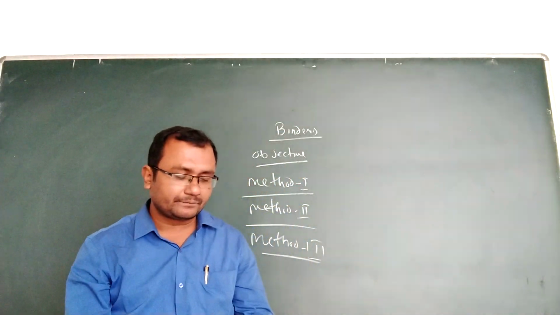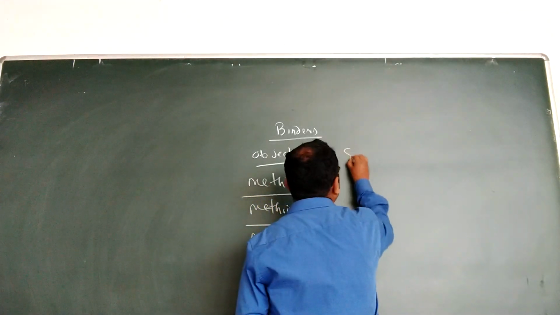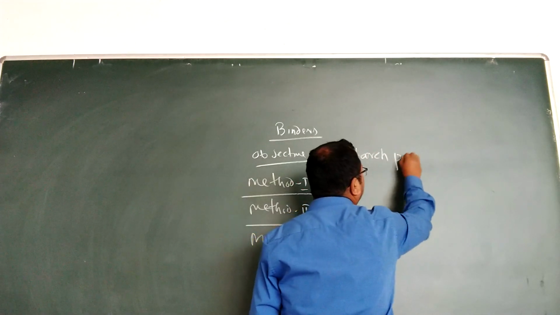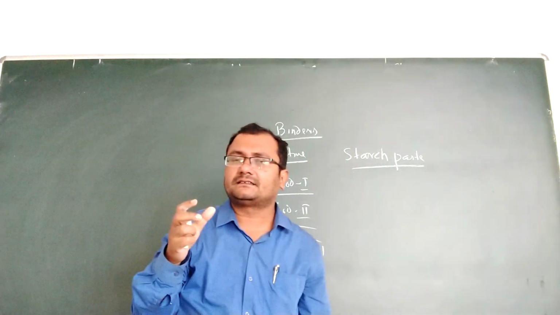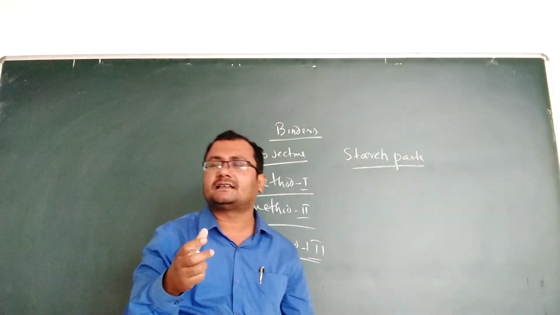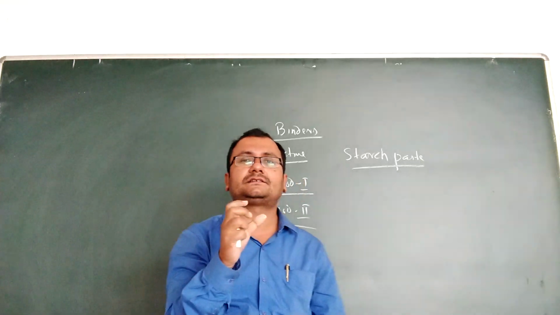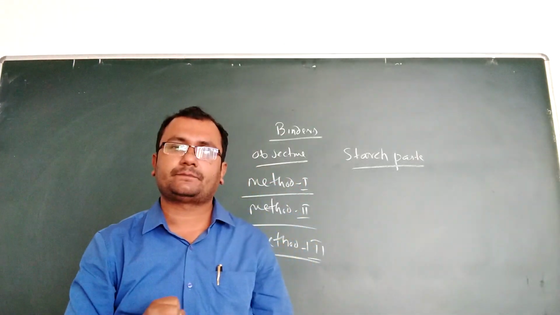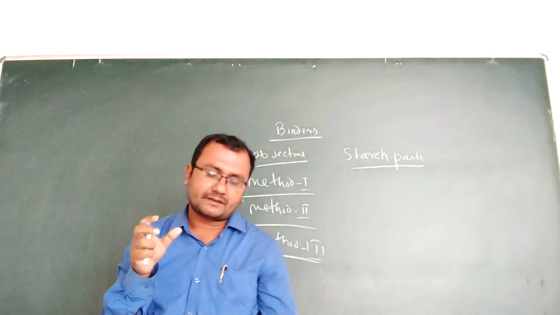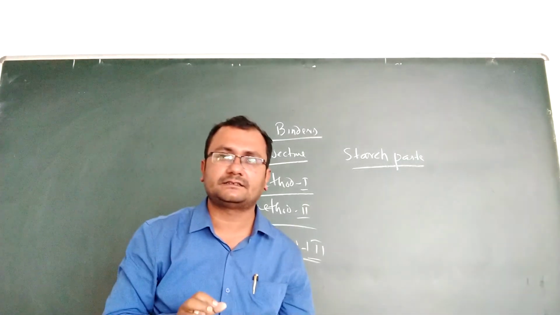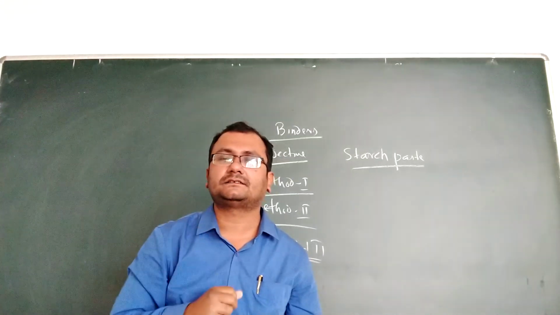Now let us go to the different types of binders we use. The first one, a popular one, is starch paste. Already we have discussed starch in the diluents, the different types of starches. But to prepare the paste, we take cornstarch, in a percentage range of 10 to 20% as per our requirements, and we prepare a paste.